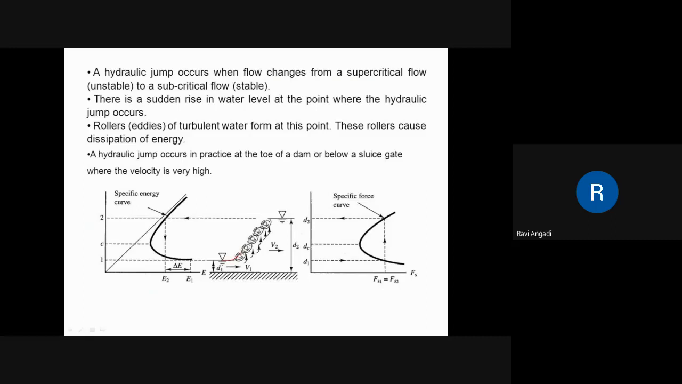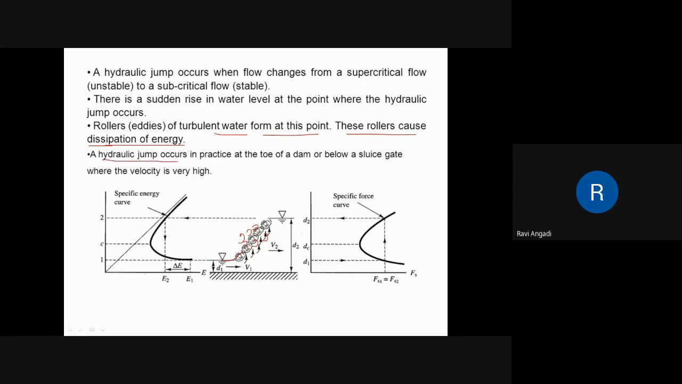Look at the hydraulic jump portion. Rollers means eddies. Here the water is rolling, whirling at this position. These rollers or eddies of turbulent water form at this point. So these rollers cause dissipation of energy. The energy is lost here.